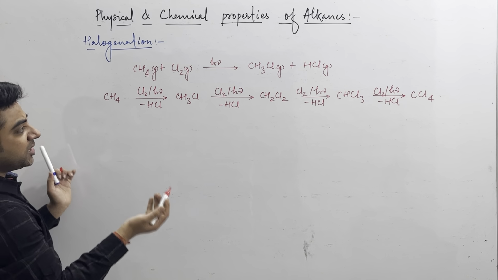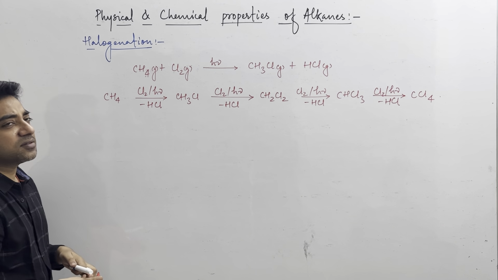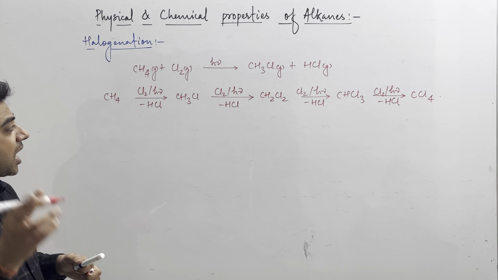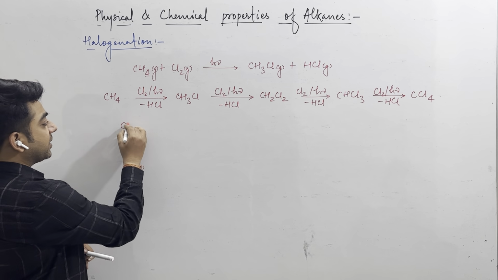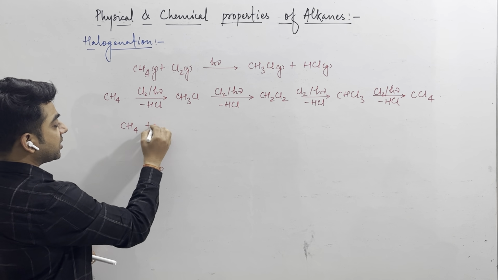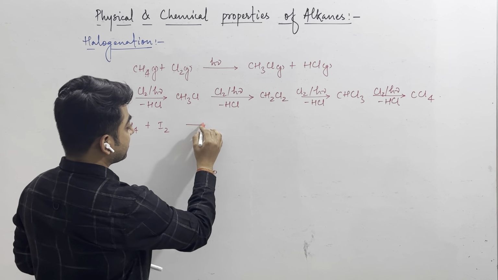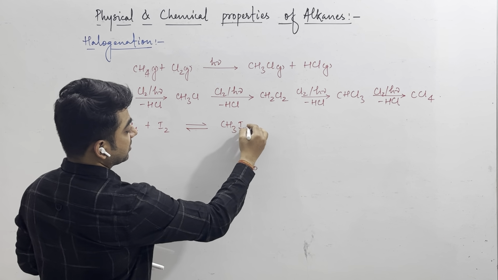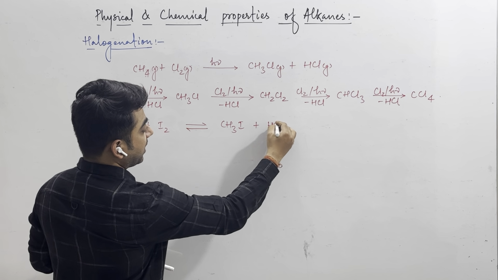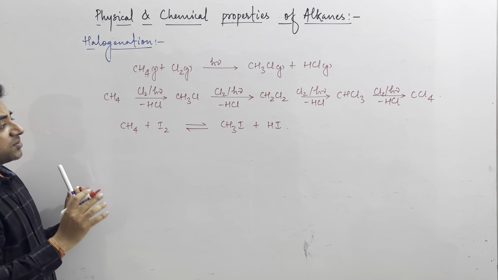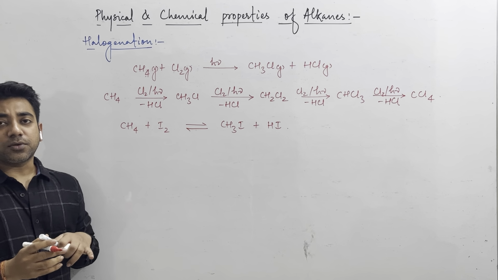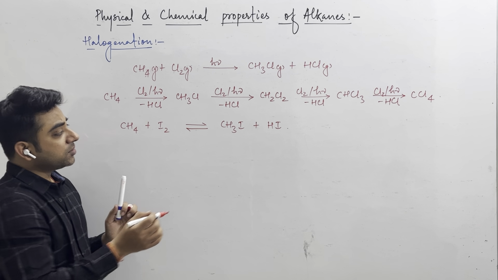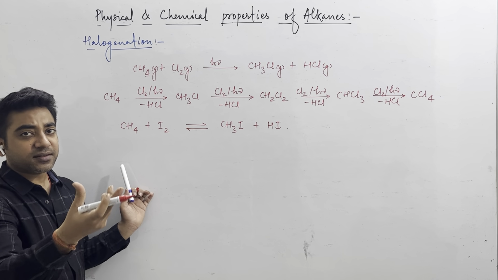Then bromination can also take place in the presence of sunlight. Similar reaction will be taking place. Especially for iodination, you need to keep in mind that this iodination reaction is reversible and very slow. It is giving methyl iodide and hydrogen iodide. So the reaction is reversible and it is very slow. So when the reaction is reversible and slow, you are going to get this methyl iodide in very less amount.